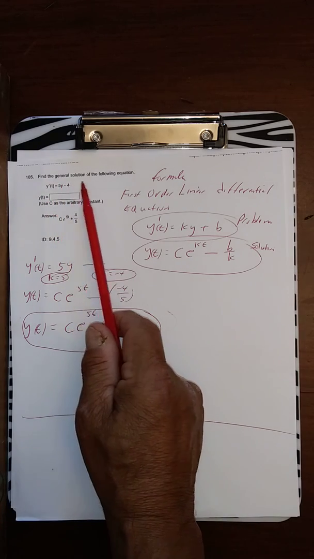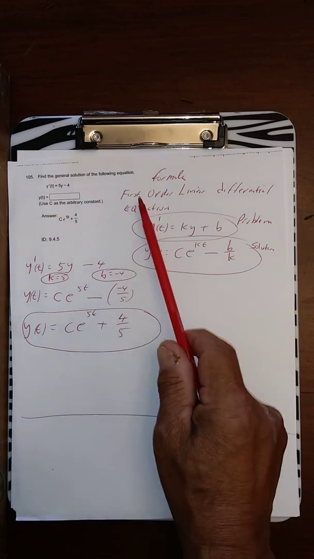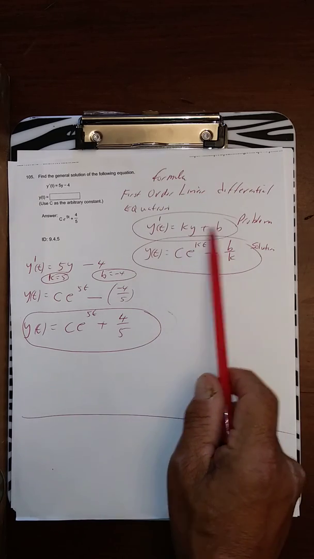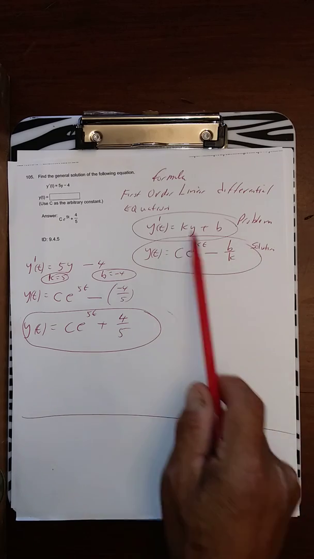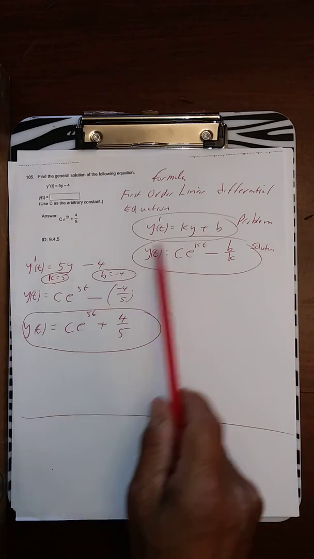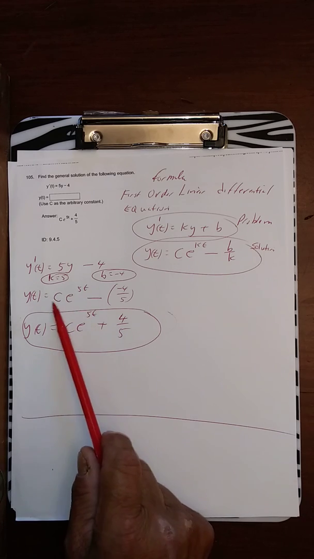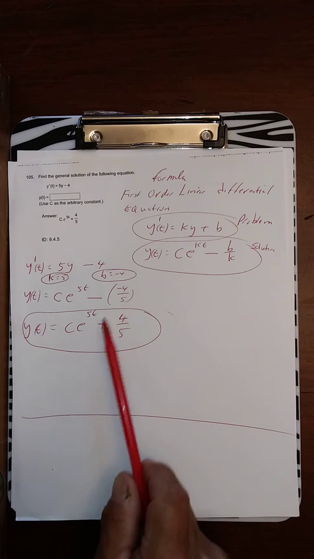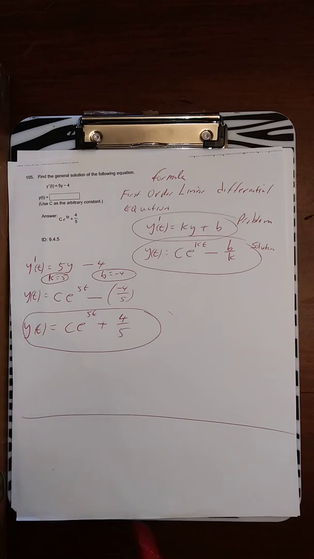And find the general solution of the equation, there it is. First order linear differential equation is this. If you have this, you have the setup, then the solution is that. There's a problem, there's a solution. So do we have k? Yes. Do we have b? Yes. Put it in the formulas. So we have c e to the 5t, negative this over this, and negative is positive, so it's going to be y of t equals c e to the 5t plus 4/5.